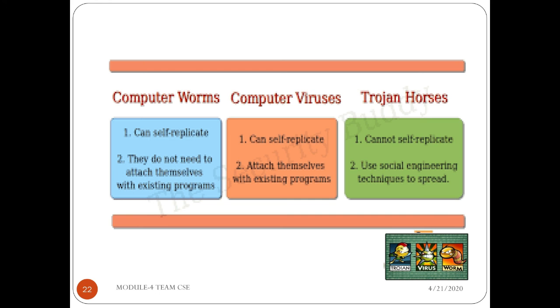Now consider computer worms, viruses and Trojans. A worm can self-replicate, and does not need to attach itself to an existing program. When I consider viruses, they can replicate themselves and attach themselves to an existing program, and only then will they be active. Next, Trojan horses cannot self-replicate and use social engineering techniques to spread, such as through Facebook or any other medium. Okay. Next slide, please.